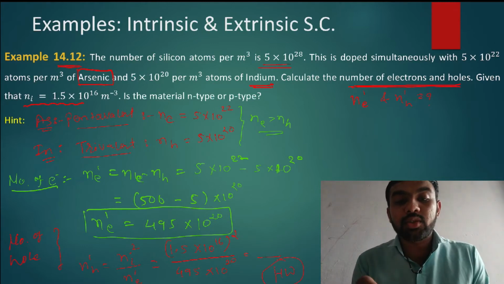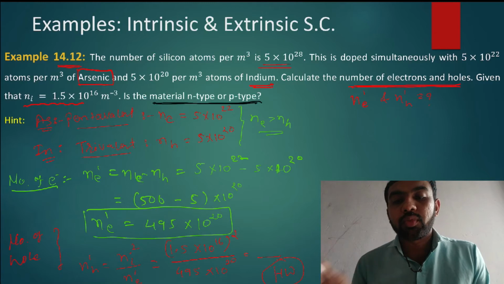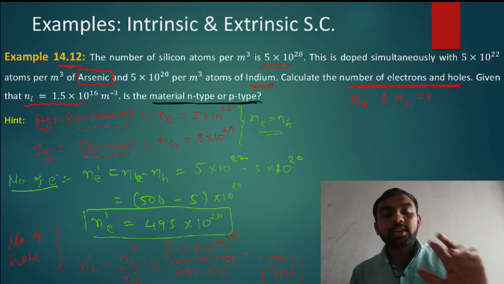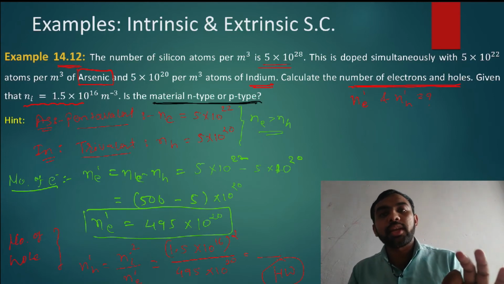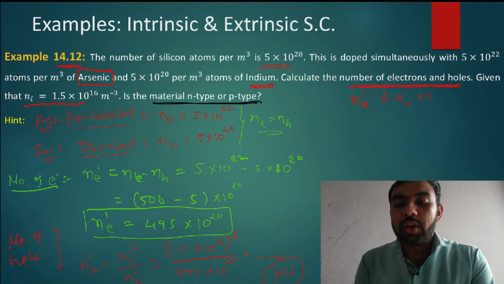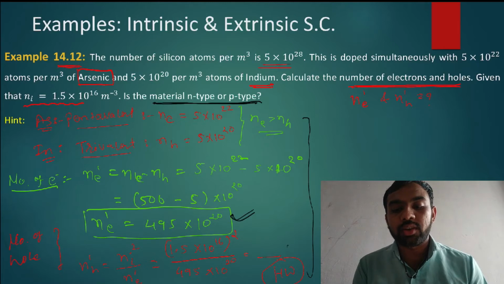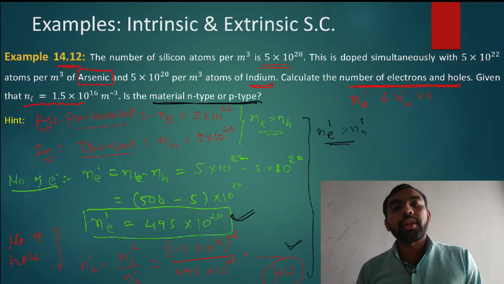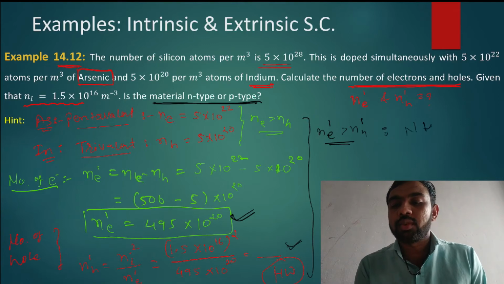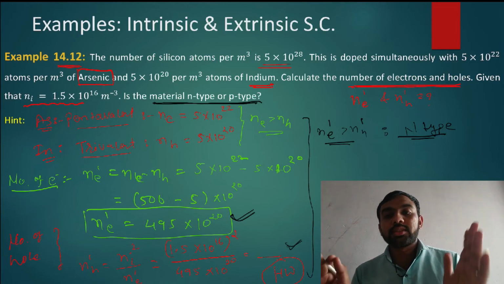The second question is whether the material is N type or P type. If the final crystal being formed has more holes, then it is a P type material, and if it has more electrons, then it is N type. After calculating both answers, you will get Ne dash greater than NH dash, meaning the number of electrons is greater, so this material is an N type semiconductor.